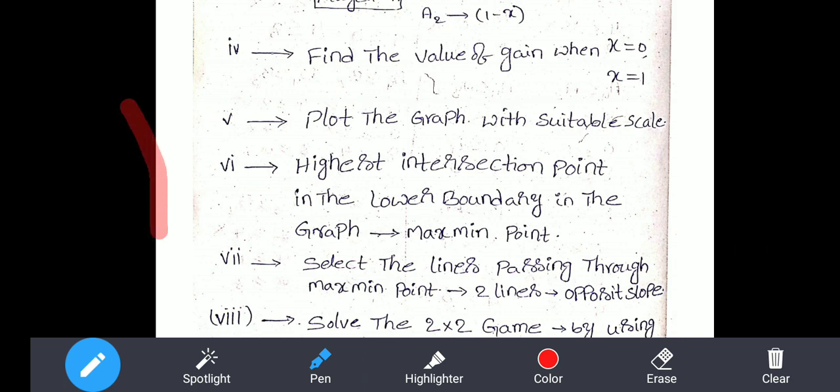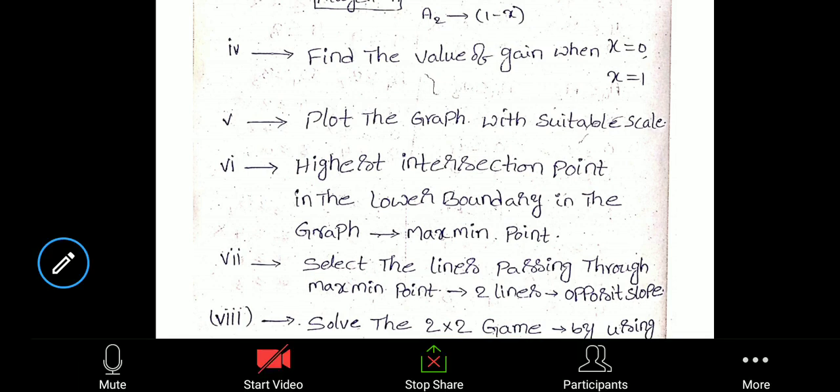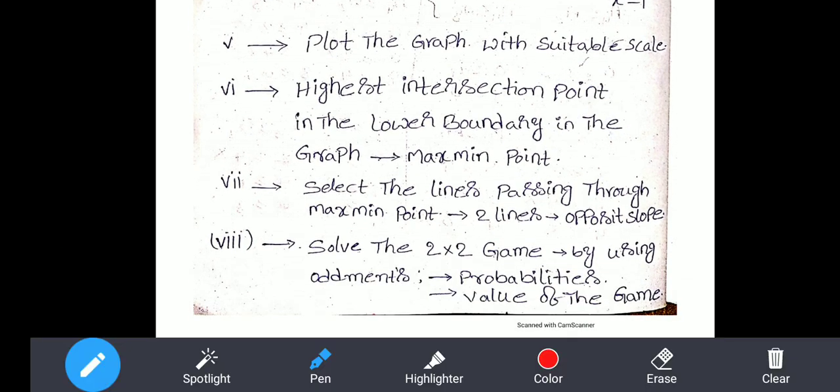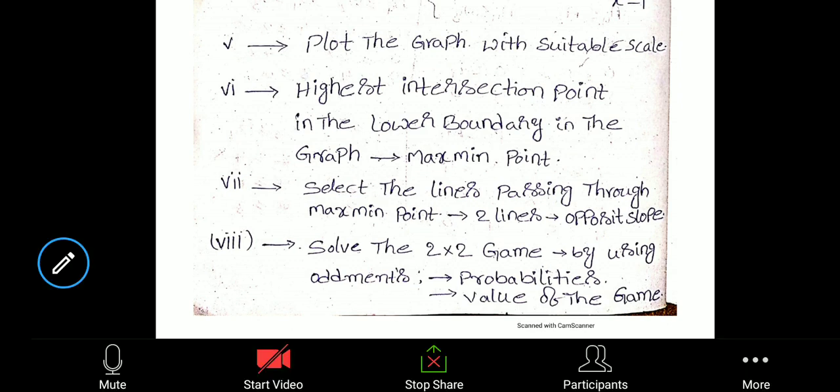Next thing is we are going to find the intersection point, that is the maximin point. After finding the maximin point, we are going to find the two lines with opposite slopes passing through the maximin point area. Based on that, we need to find the probabilities and the value of the game. I will explain these points in detail with the help of a graph and an example.